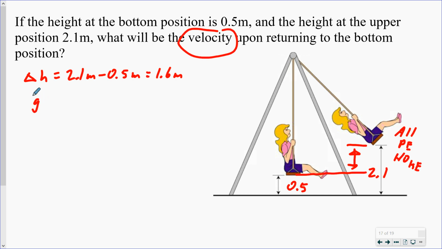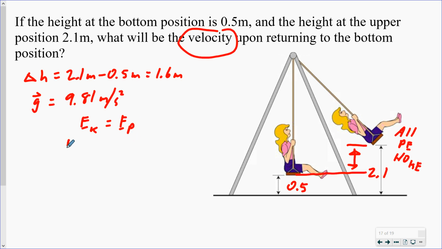What else do we always know? Well, acceleration due to gravity, 9.81 meters per second squared, again, directly from your data sheet. What do we know? Well, eventually we're going to take all of the potential energy, and it's going to be converted into kinetic energy.